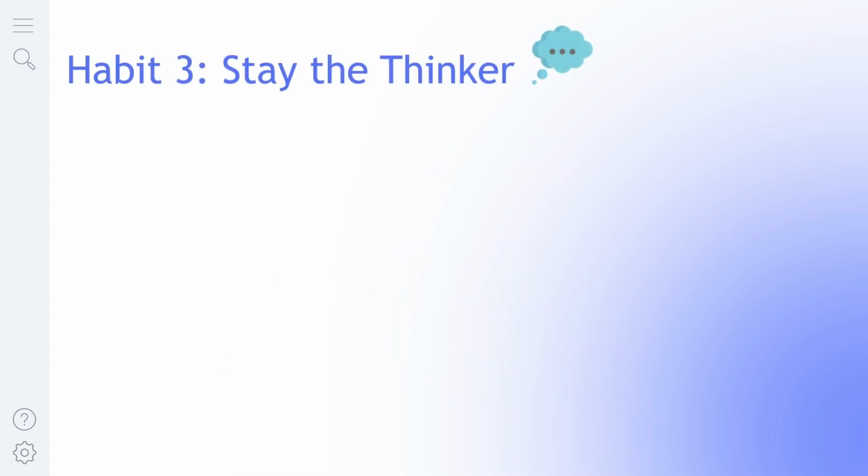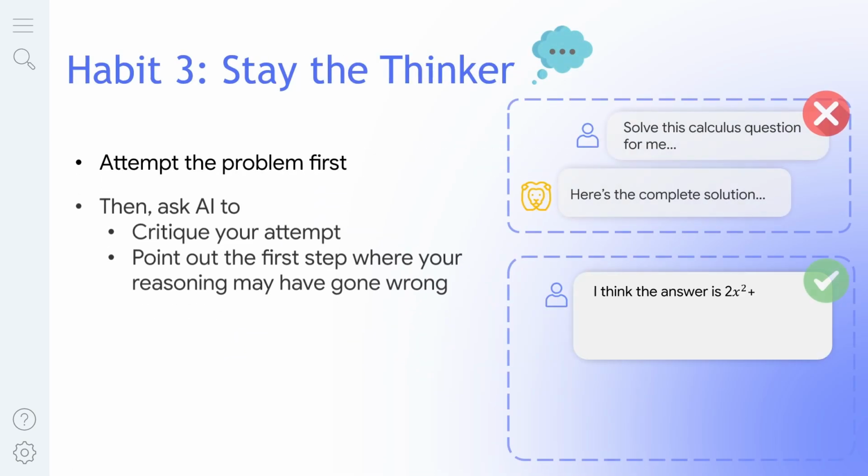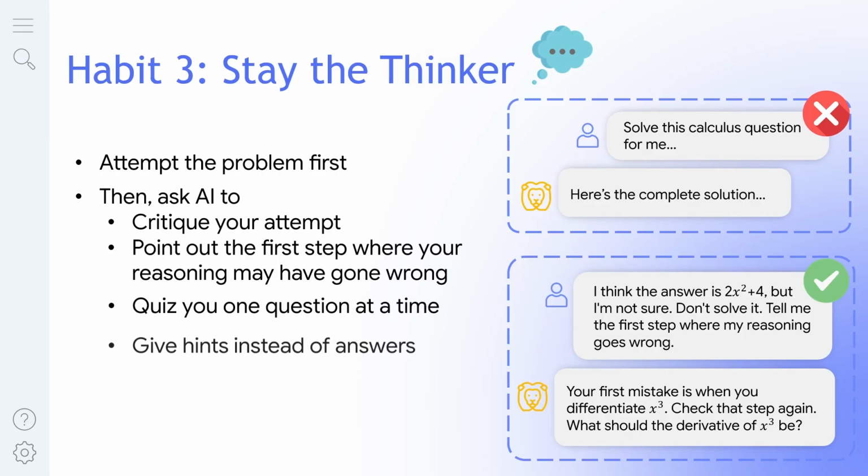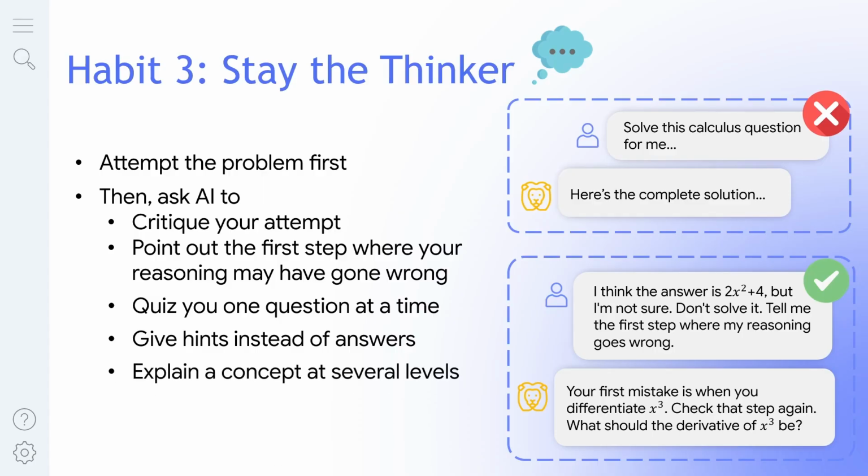Habit 3. Stay the thinker. Attempt the problem first, then ask AI to critique your attempt, and point out the first step where your reasoning goes wrong. Ask it to quiz you one question at a time, to give hints instead of answers, and to explain the concept at several levels. Used this way, AI creates more practice, not less, and the learning stays yours.